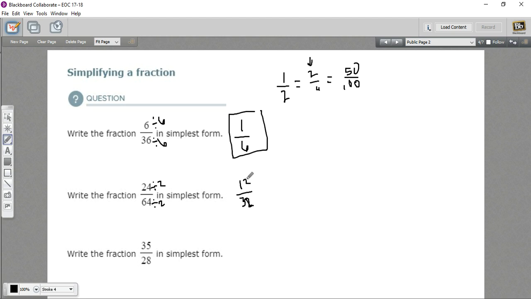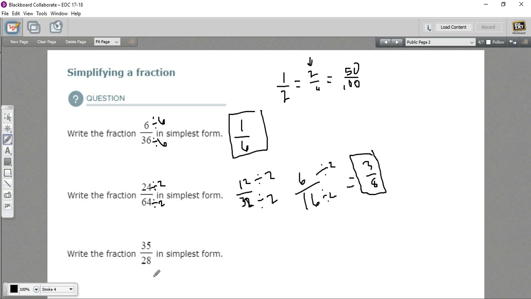Now that's not simplest form because I can see they can both still be divided by 2. So let's do it again. So divide by 2. So 12 divided by 2 is 6. 32 divided by 2 is 16. Wow, look at that. They're both still even, so I can still divide by 2. Let's just do that. 6 divided by 2 is 3. And 16 divided by 2 is 8. Okay. Now the only thing I could divide 3 by is 3, and 8's not divisible by 3, so that's it. This is simplest form. So 24/64 is 3/8.